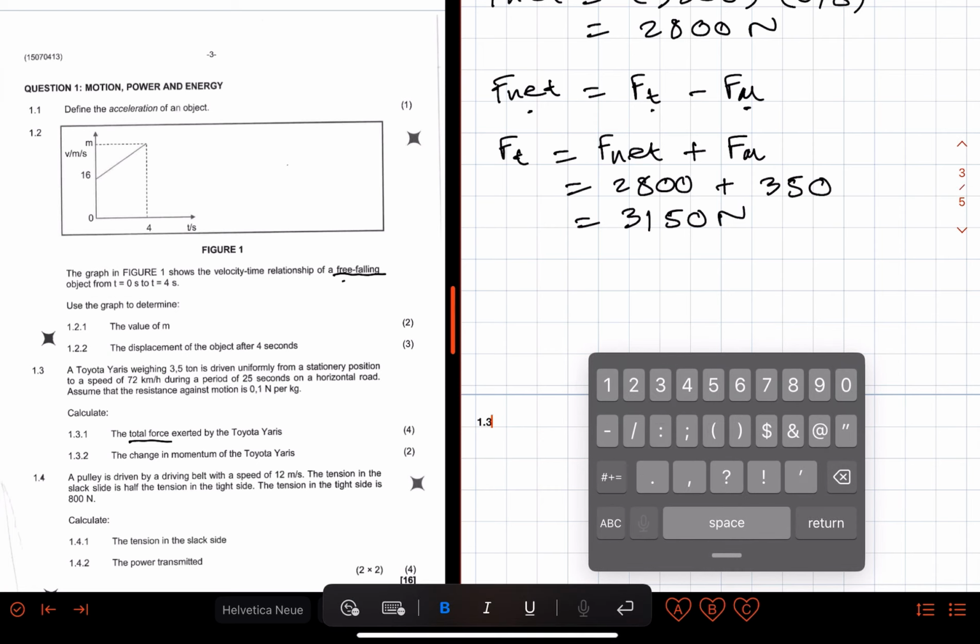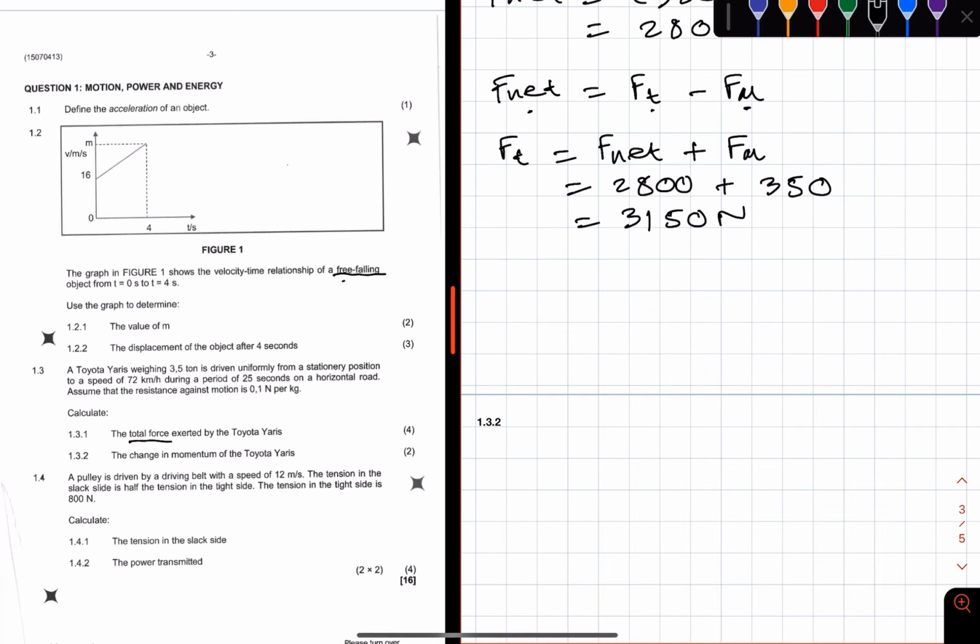Question 1.3.2. They want us to calculate the change in momentum of the Toyota Yaris.